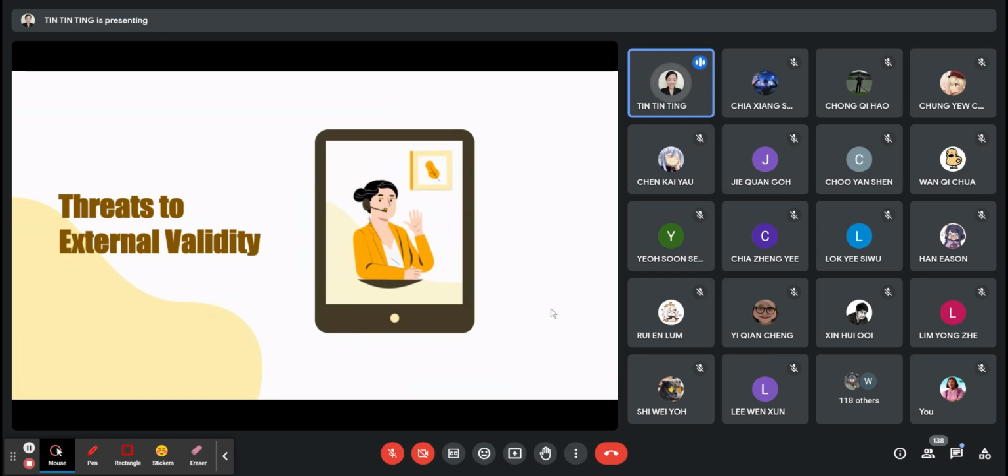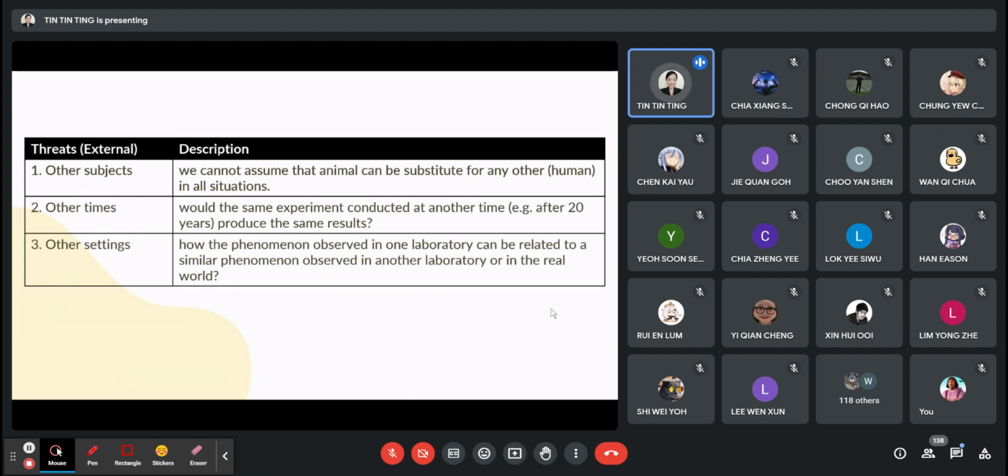Tracks to external validity. Let's look at external validity. Again, external validity means how well you can generalize your result to other universities, other times, other places. What are the tracks to external validity? Number one, other subjects, other time, other setting.